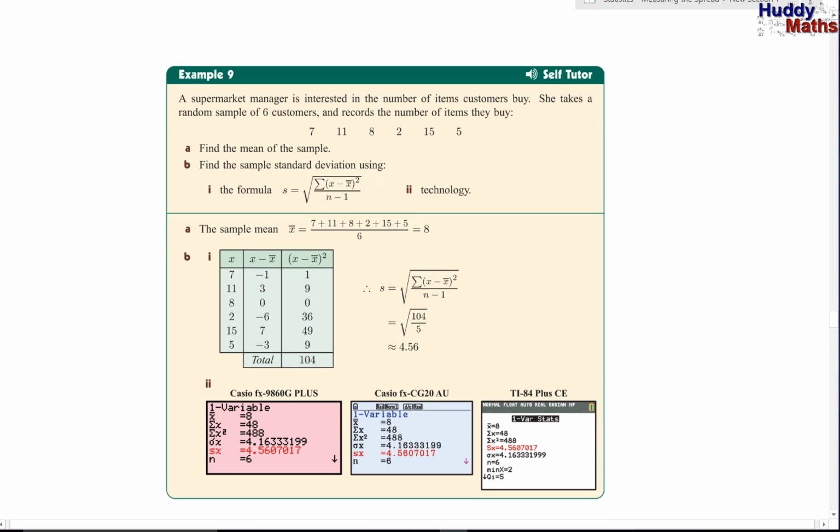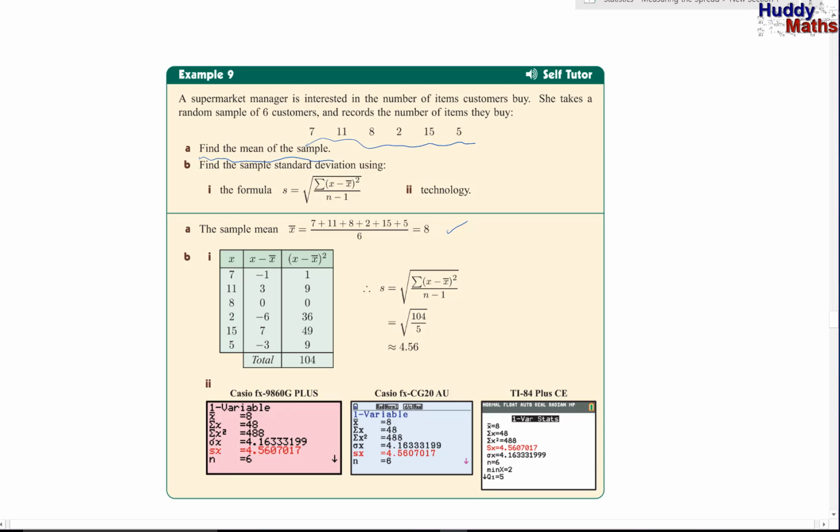Okay, so here's an example. Let's have a look at this. Supermarket manager is interested in the number of items customers buy. She takes a random sample. So there's only 6 customers. Discrete data, it's a number of items that people buy. You can't buy half an item. Find the mean of the sample, and so here you're going to add them all up and divide by how many there are. Pretty basic here.